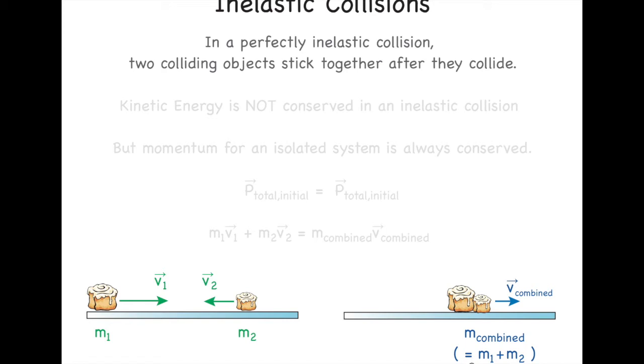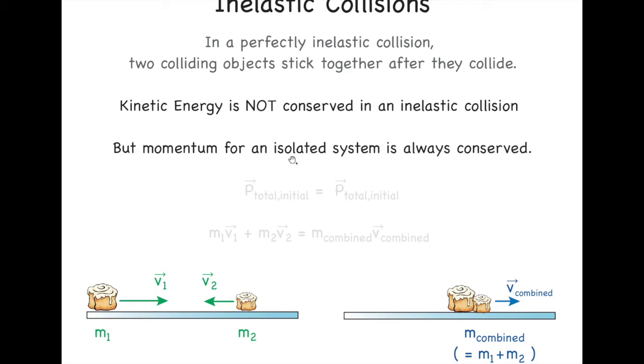Again, in all the experiments that we're going to be looking at, we're going to assume that mass is conserved, meaning that we don't suddenly lose mass or gain mass out of thin air. Because it's a perfectly inelastic collision, kinetic energy is not going to be conserved. That's part of the definition of an inelastic collision. But momentum for an isolated system is always conserved.